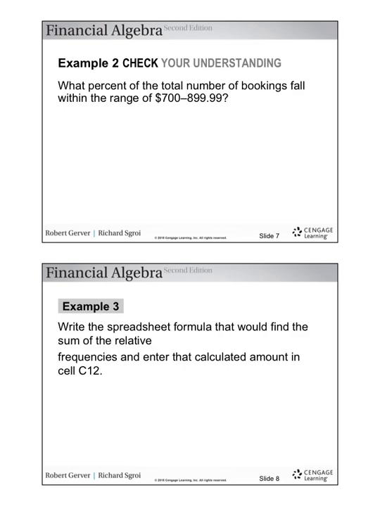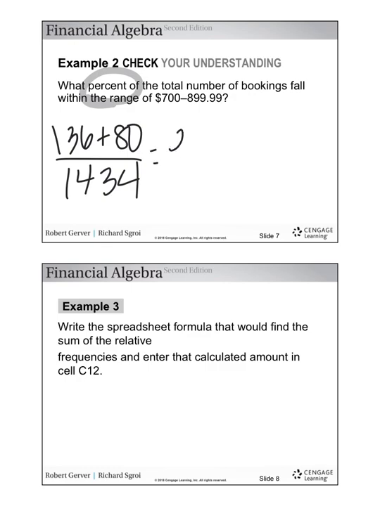Okay, so now we're looking at what percent of the total number of bookings fall within the range of 700 to 899.99. So let's think about how we figure out a percent, and we'll talk about this in class. But remember, a percent is just like a fraction. It's a part of the whole. So the first thing we need to know is how many total bookings were there in this time period. So if we go back and look, so that's information that we need, and that's going to be our whole. There were 1,434 total bookings there. So we would have 136 plus 80. Okay? So that would give us 216 over 1,434. So we're going to check that in class. But if I add up the two, okay?